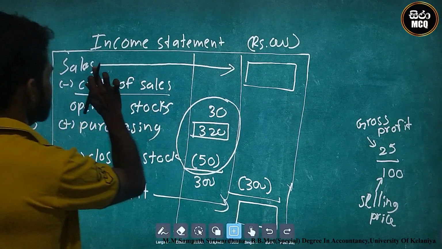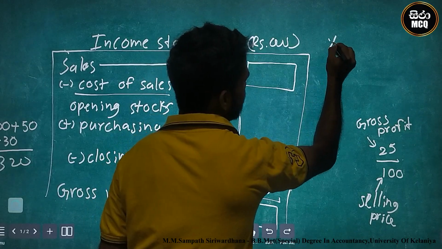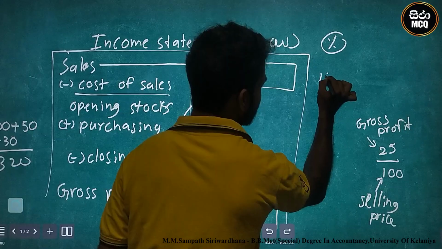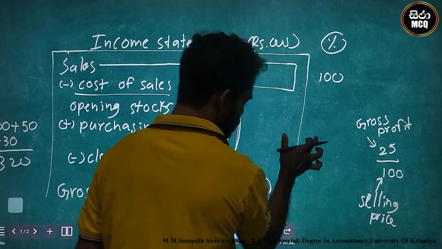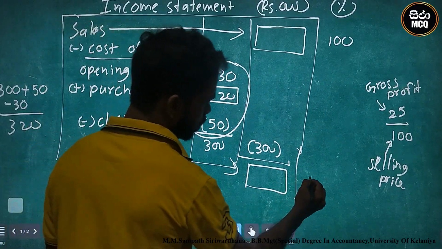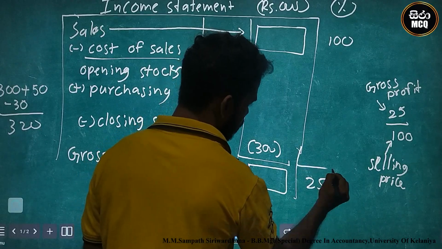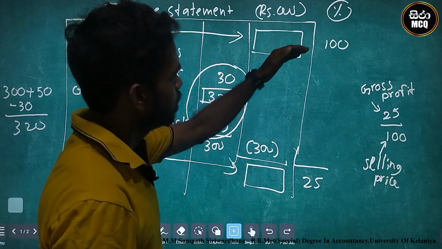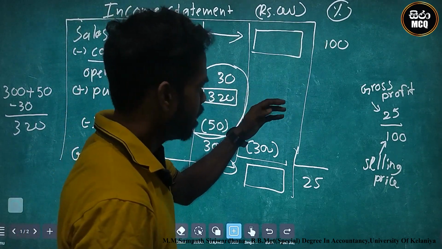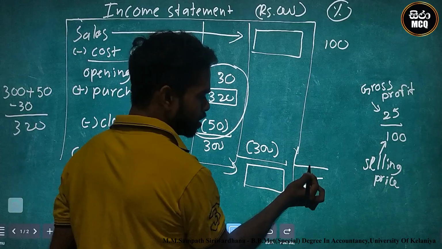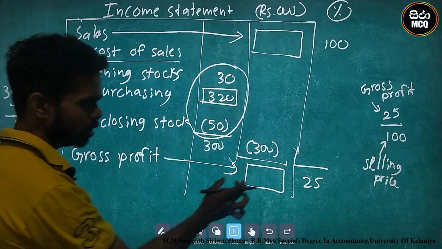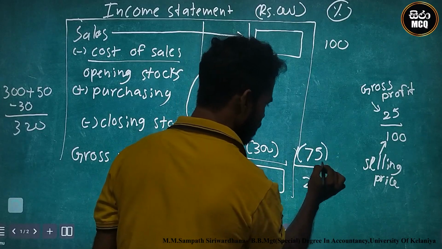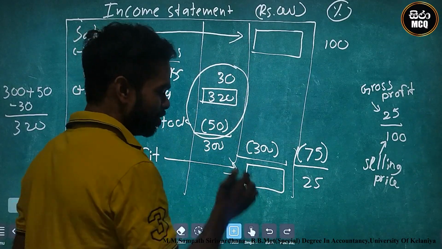Selling price is this one. I write the percentage, meaning percentage is there. 100 is selling price. 25 is gross profit. What is the cost of sale? Sales value is 100. After the cost of sale deduction, the answer is gross profit 25. What is the gross profit? It is 75. 75 deduction.